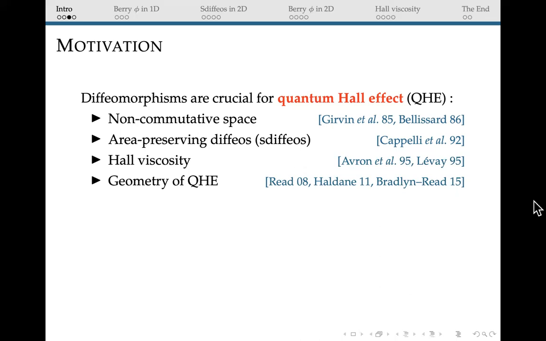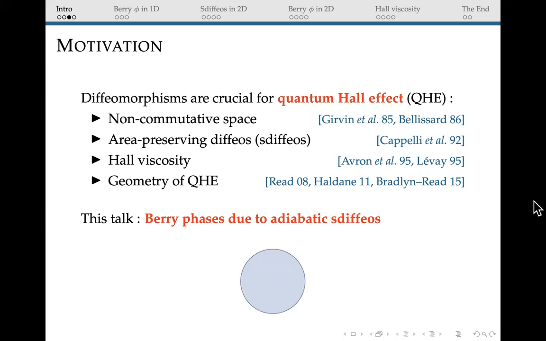Now, specifically, what I want to argue is that when you take a quantum Hall droplet and you apply to it certain adiabatic diffeos, the droplet generally picks up a Berry phase. So what I mean by this is that you should really think of the setup I consider as a sort of droplet, such as this disk here. And you should imagine this disk as being filled by electrons. So there's a roughly uniform density of electrons in the bulk.